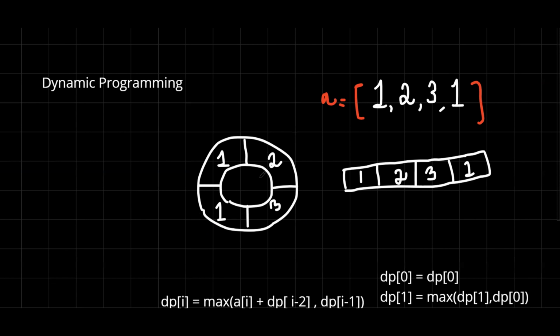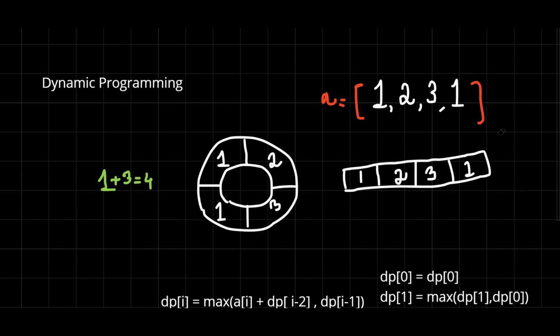Now, what will be the strategy? Suppose at first we robbed this house and collected the amount of 1 money. As we robbed this house, we cannot rob this house and this house. So again, we rob this house where the amount of money is 3. So we can say that the total amount of money after robbing is equal to 1 plus 3, which is 4.